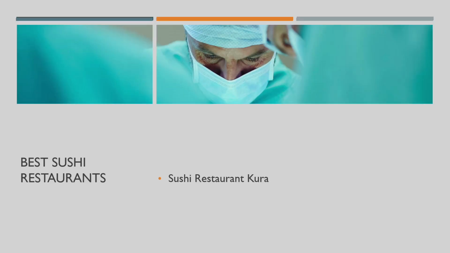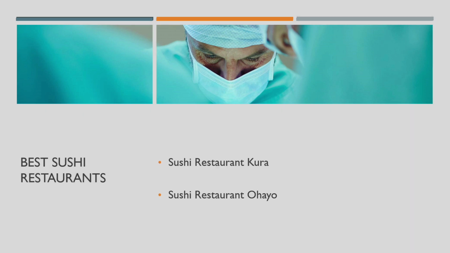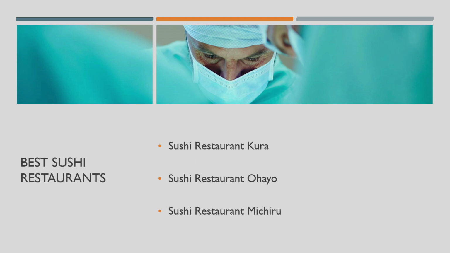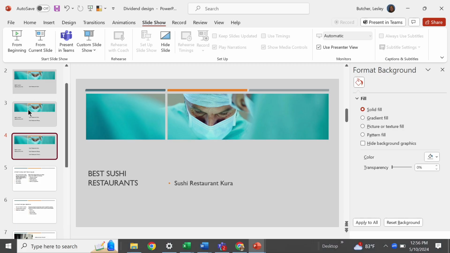All right, so I want to talk about 3 really great sushi restaurants. First, I want to talk about Kura. And then you're going to transition. Now I'm going to talk about Ohio. And finally, I'm going to talk about Mishiru. So I'm using it to use sort of a contrast in transition.